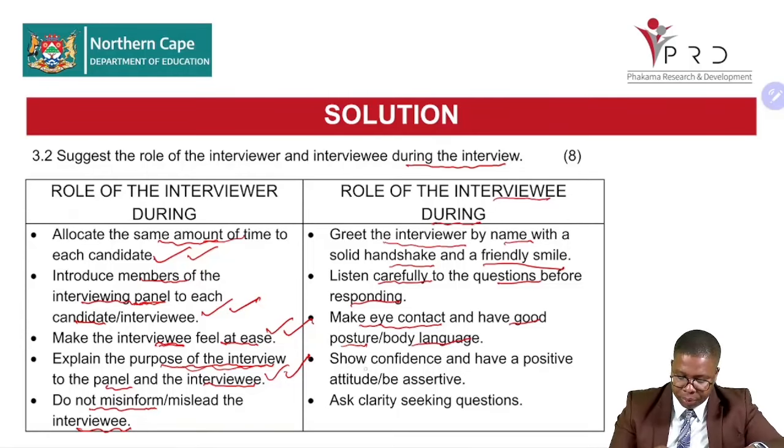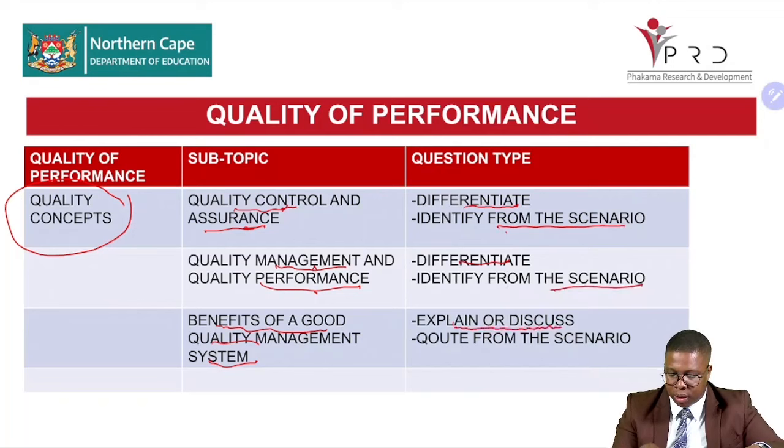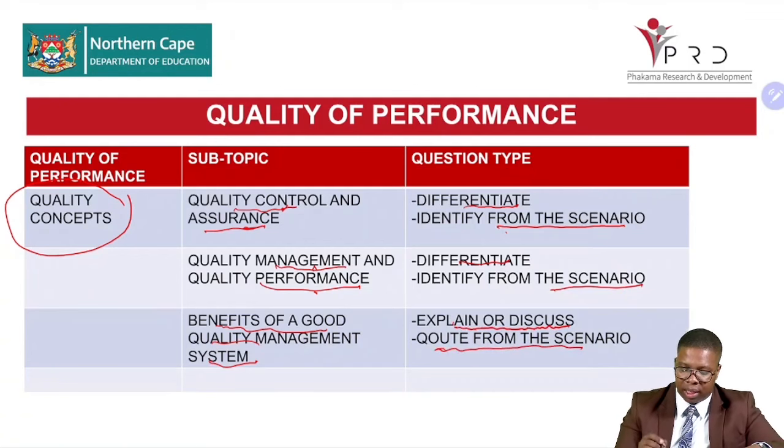But when you look into the benefits of a good quality management system, the focus should only be your way to explain or discuss the benefits of a good quality management system, or a scenario can be there and you are expected to quote from the scenario, because there's no heading here. But we're here because we are talking about the concepts. That's why the question is identify, because quality control is a concept and quality assurance is a concept. And therefore, we need you to identify the concept from the scenario.